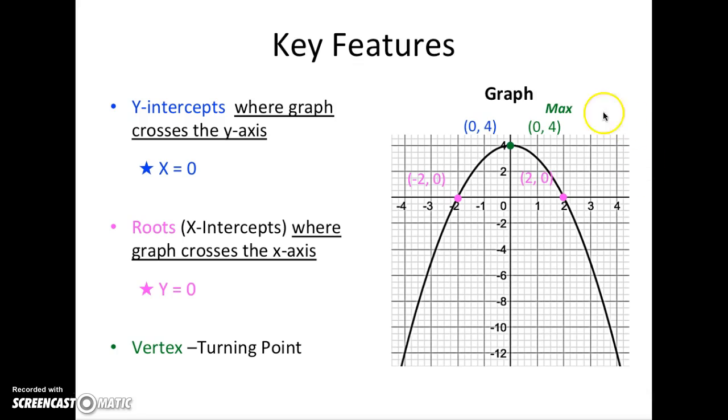Great, it's a maximum. It's a true maximum because it's the highest point in the entire function. There's no part of this plot or this graph that's higher than this vertex.